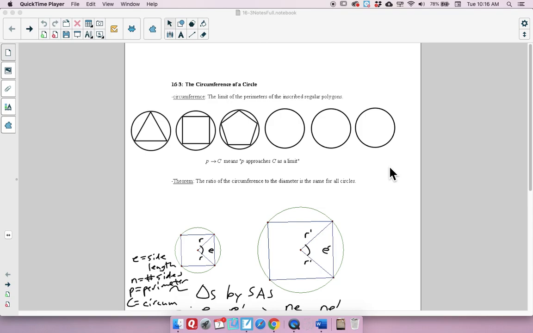So here we go with 16.3, the circumference of a circle. And this may be one of the shortest lesson notes that we do all year. But I can't remember if on your copy you have these 6 circles on there or not. If not, go ahead and draw in 6 circles. Try and make them the same size. You may even want to use your compass. That would be a good idea.